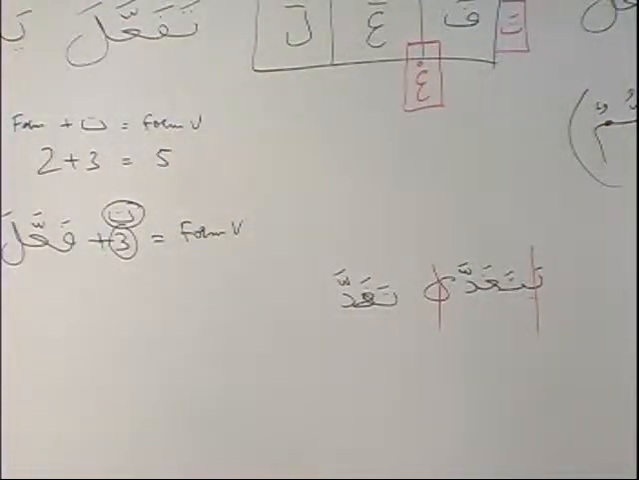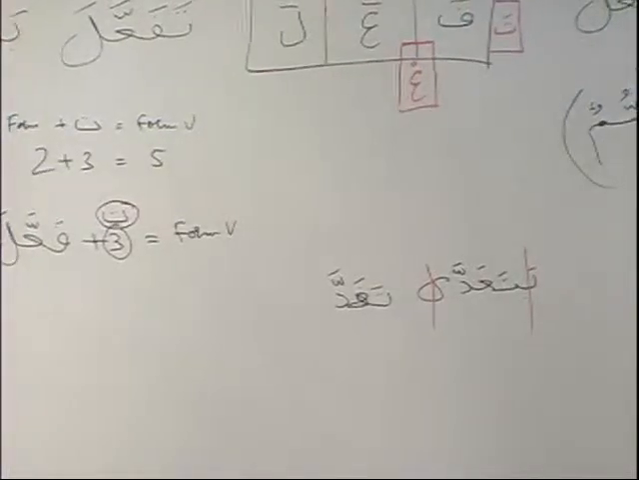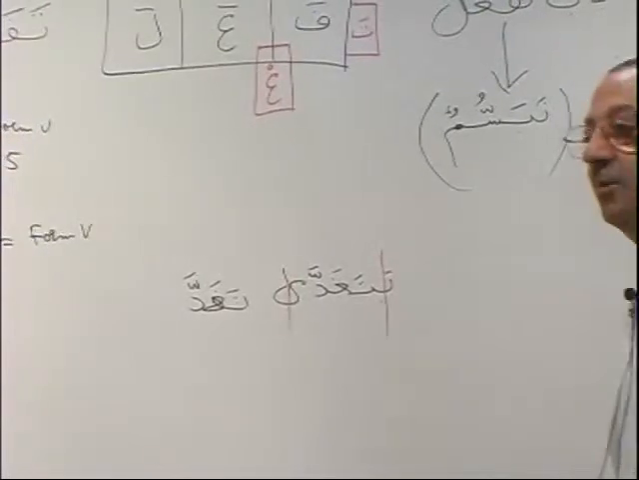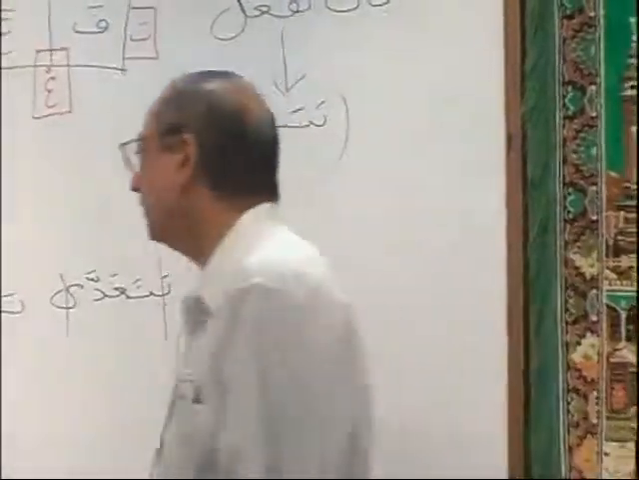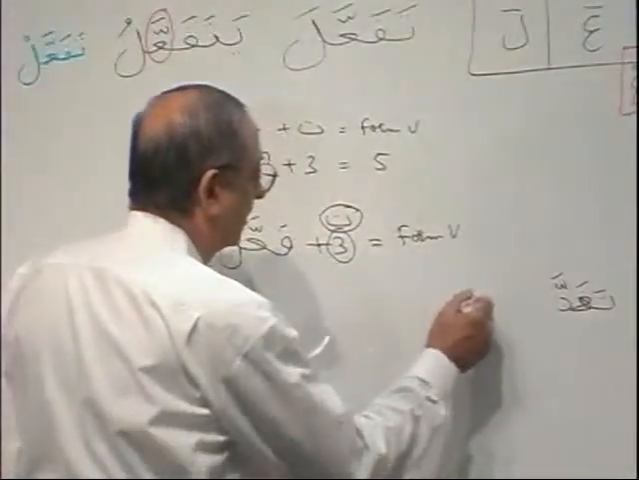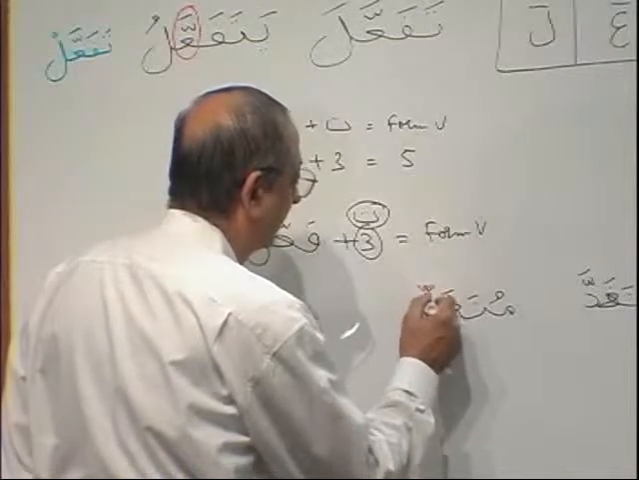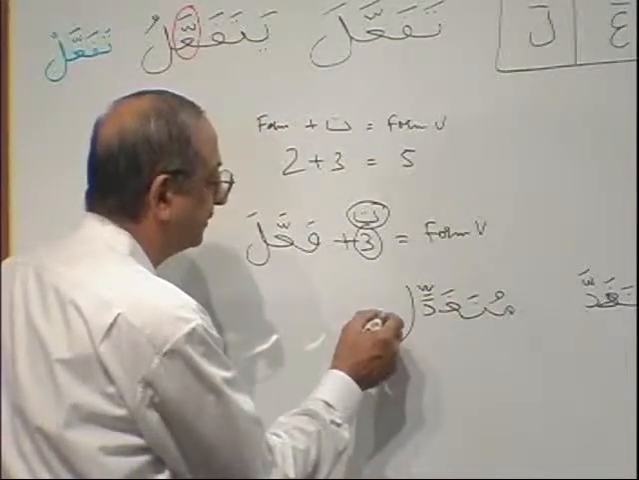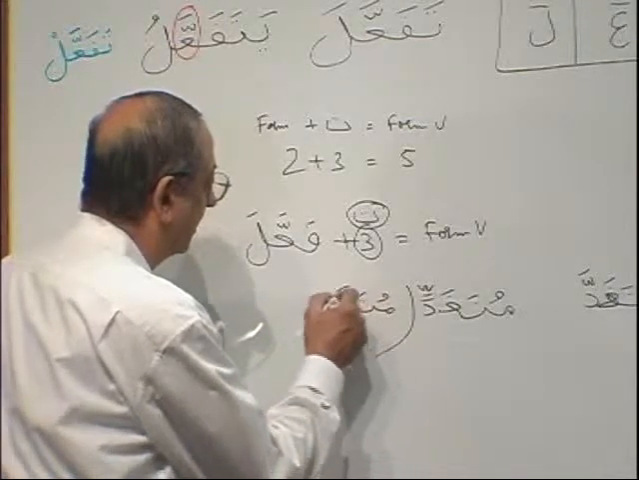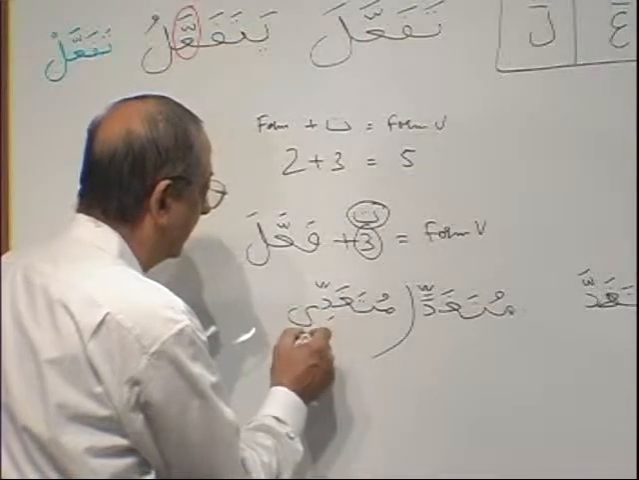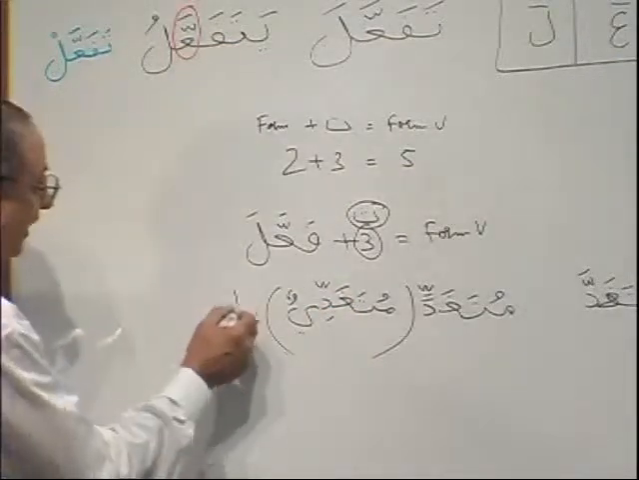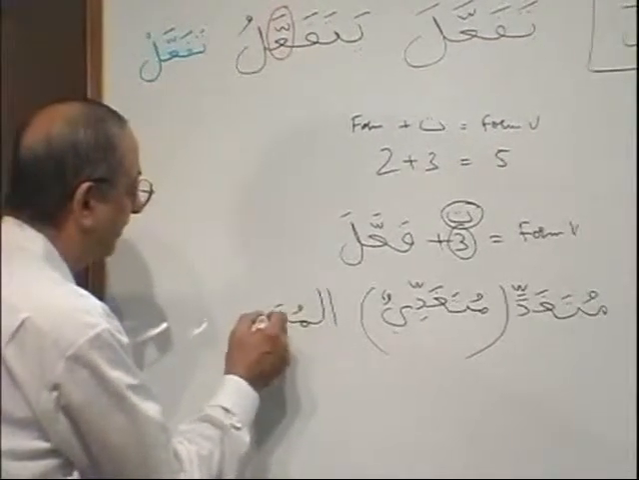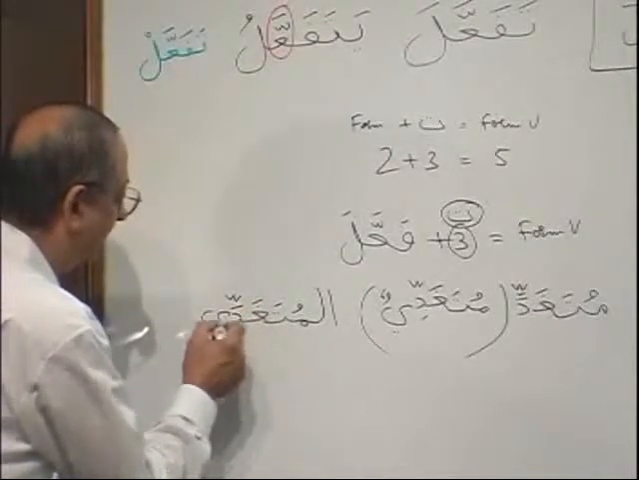Now, brothers and sisters, of course we are also quite strong now in making ism fa'il from taghadda. What will be the ism fa'il? Mutaghaddin. Are you with me? Mutaghaddin, which is originally mutaghaddiyun. Okay. Let me write it down. Mutaghaddin, which is originally mutaghaddiyun. And if I put alif lam, then the ya will become visible. Are you with me, brothers and sisters?